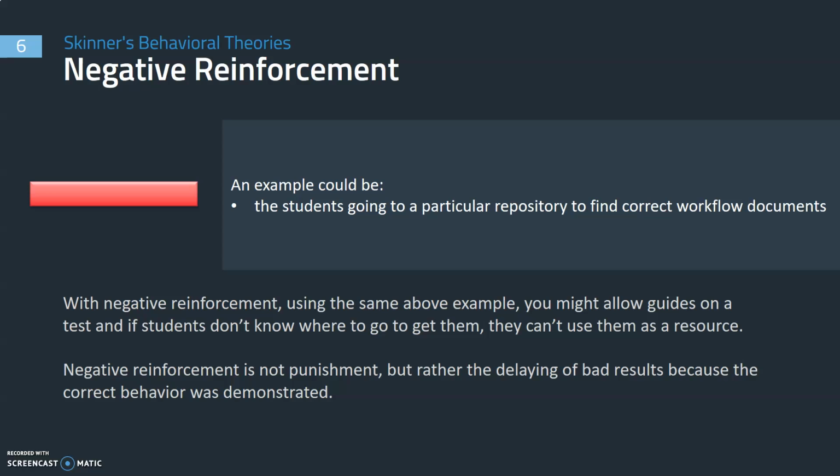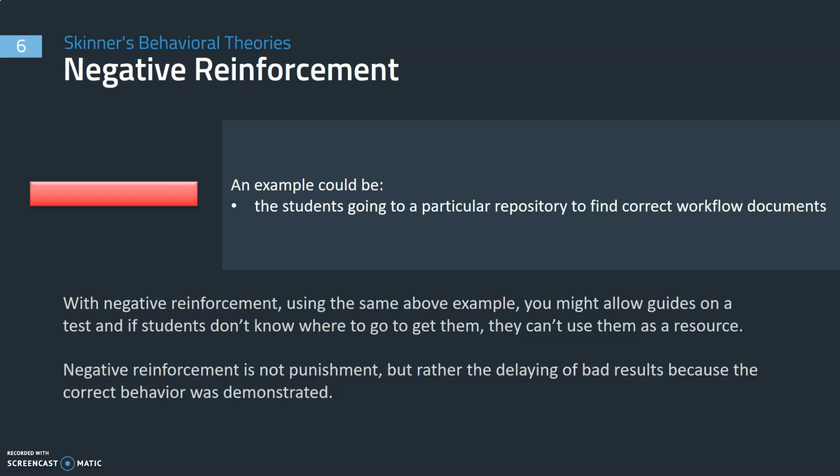Negative reinforcement. We're going to take that same example. With negative reinforcement, what you might do is allow guides on a test, and if the student doesn't know where to go to get them, they can't use them as a resource. So if the student doesn't know where to go for the repository, they're not going to be able to use that document.